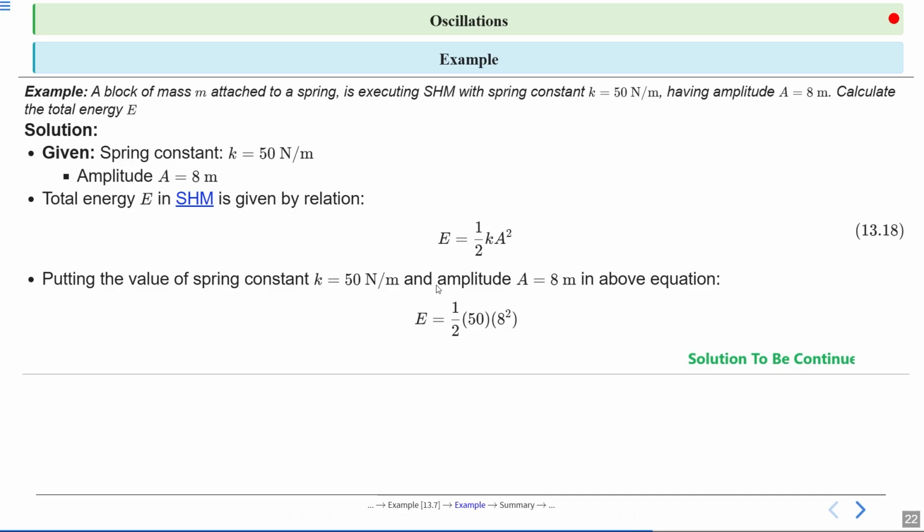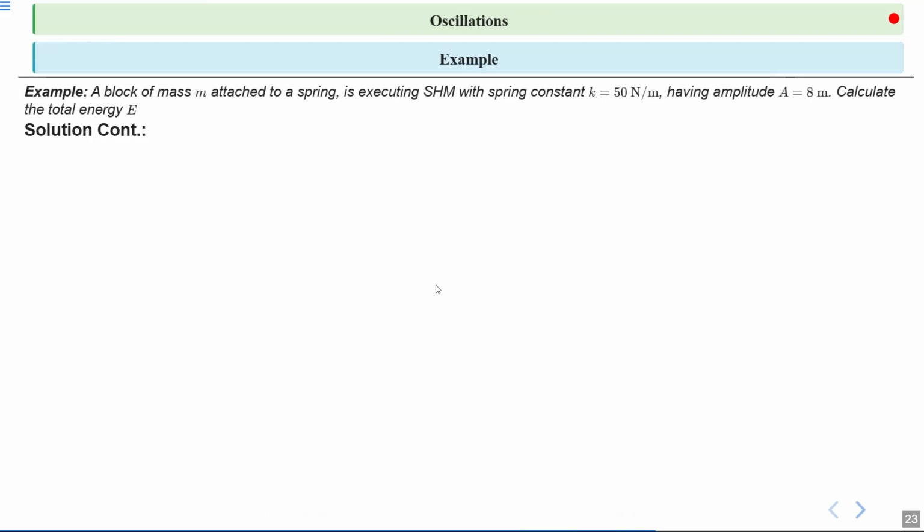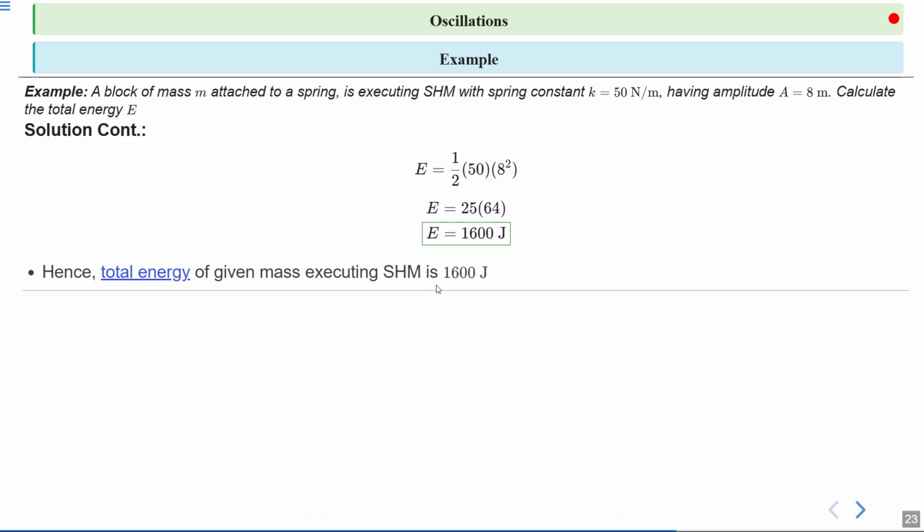Alright. Now after performing the calculation, you will get E equal to 25 into 64. So it will be 1600 joule. Hence, the total energy of the given mass executing SHM is 1600 joule.